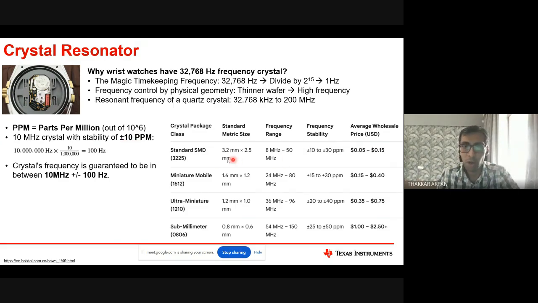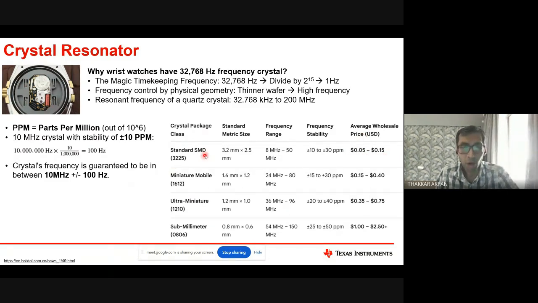Okay. So now, if you have this big of a crystal, then you can generate 8 megahertz to 50 megahertz. That frequency range you can get in this package, and it has 10 to 30 ppm. But if you see the price available, that is nothing but 5 cents to 15 cents.